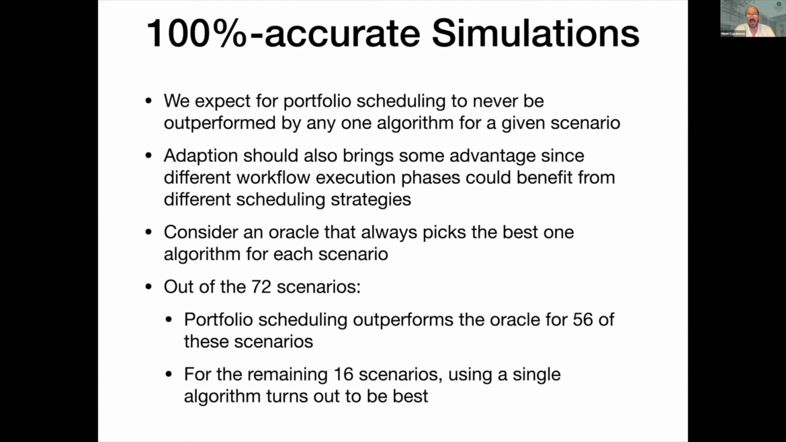And so we found that out of the 72 scenarios, the portfolio scheduling outperformed the oracle for 56 of the scenarios. So for most of our workflows and our platform scenarios, turns out switching which scheduling algorithm you use at runtime at some point during the execution is beneficial. Right? For 16 of them, turns out using a single algorithm is best throughout the whole execution. Okay. So that's not too surprising. And of course, this is unrealistic because simulations are not 100% accurate.